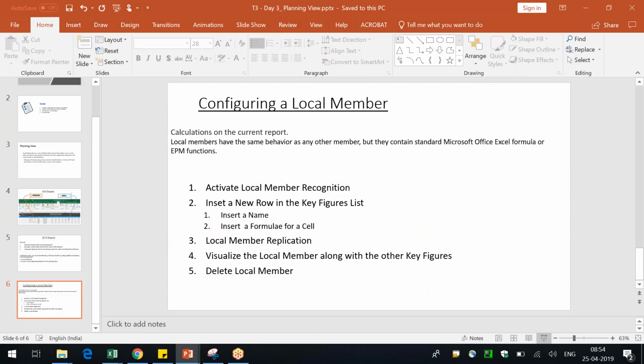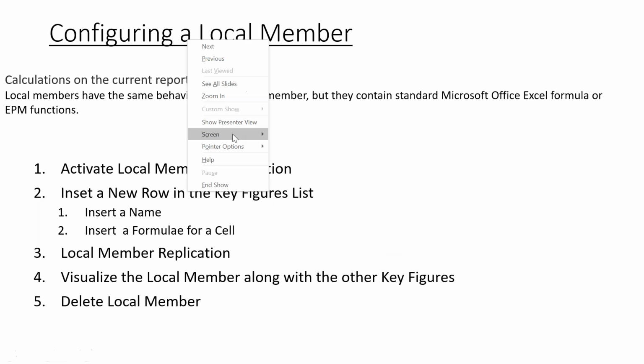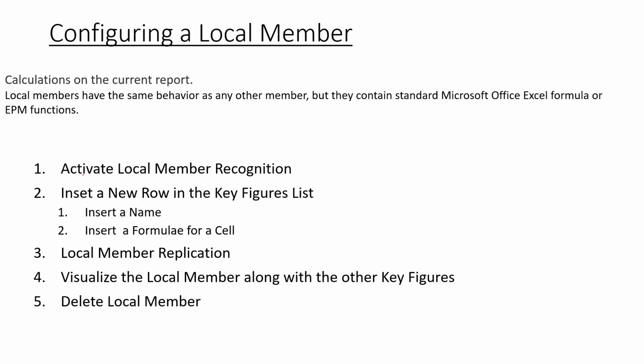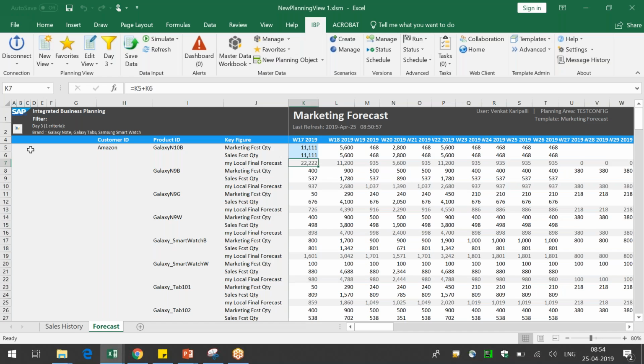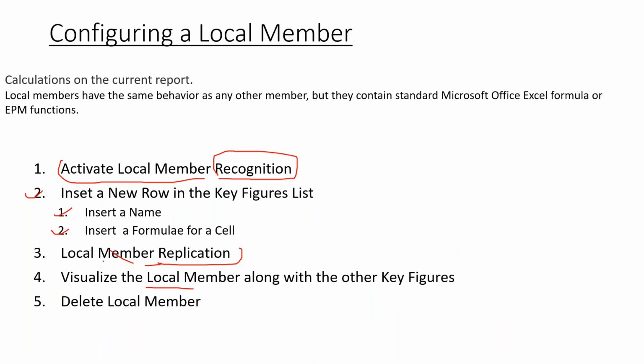So how to activate? First, you activate the settings: activate local member recognition in the options. Next, you insert a row, insert a name, insert a formula for a cell, and then that's it. Just click on enter. The system will do the local member replication across the planning objects, and you can visualize the local member along with other key figures, for example here. And then you can delete the local member. We have seen that.